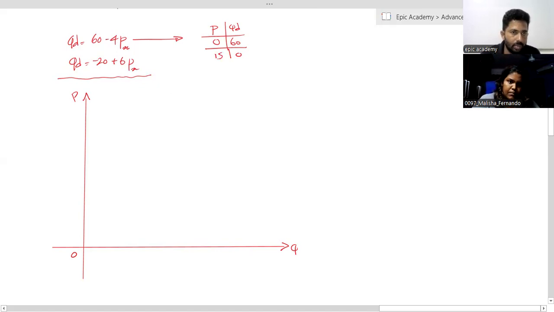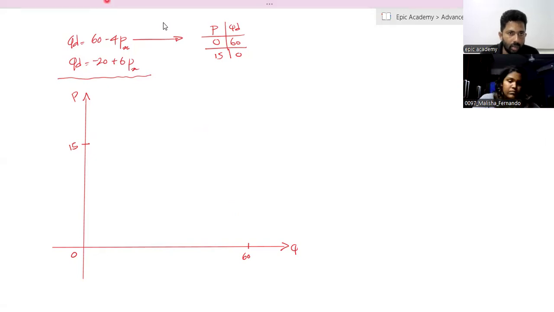So I'm going to represent them in a graph, something like that. Okay. Right here, when the price equals 0, quantity demanded becomes 60. This is 60. When quantity demanded is 0, price becomes the corresponding value. Something like that. Okay. Don't worry about the exact measurements.